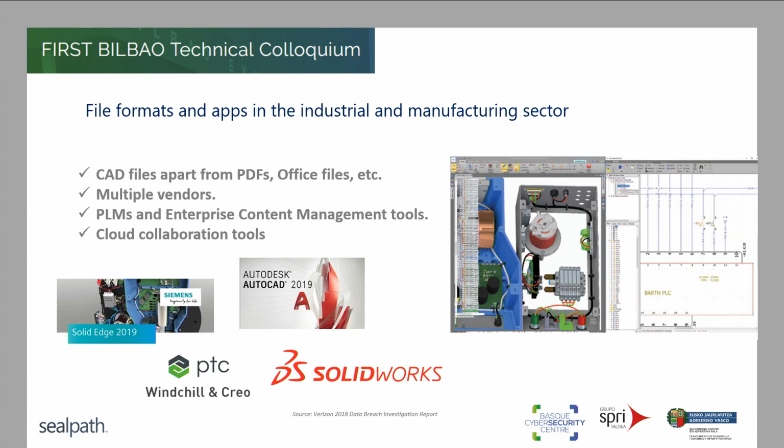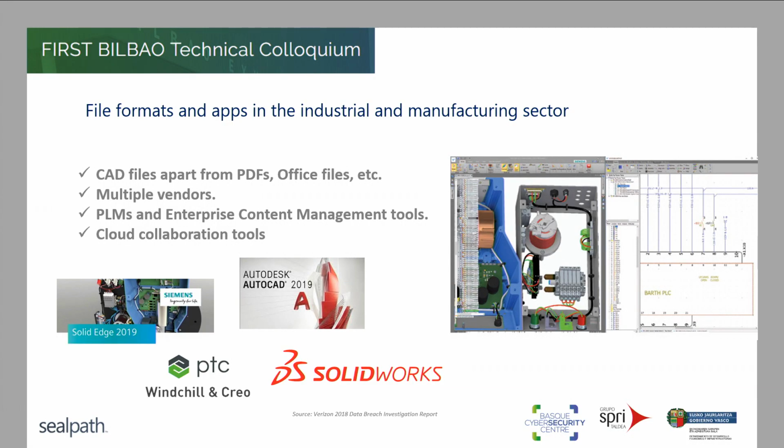Which kinds of information can we find here? We see, for example, CAD files, not only Office files, guides or PDF, etc. There is a lot of intellectual property in the components, in the designs, in the drawings, etc. There are multiple vendors here. It's not a standard like PDF or Microsoft Office. We can see here SolidWorks, PTC, AutoCAD, these kinds of things.